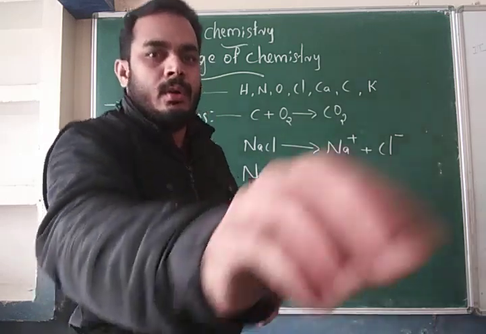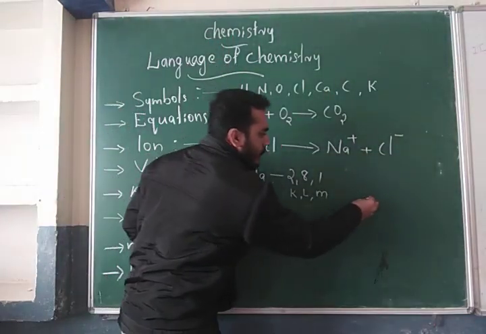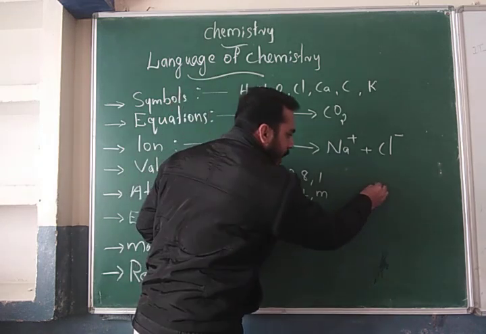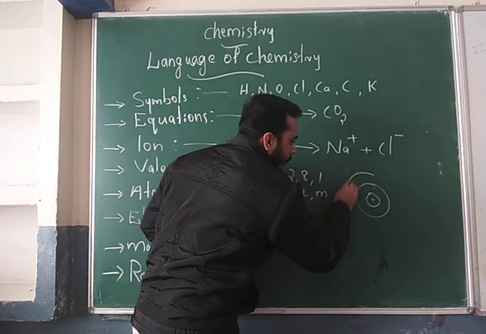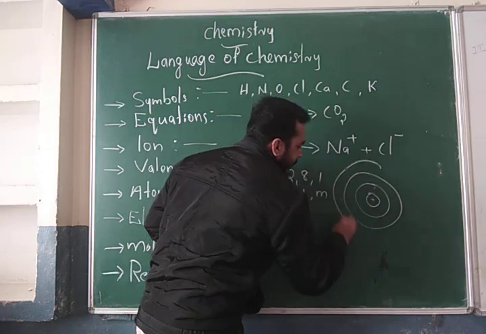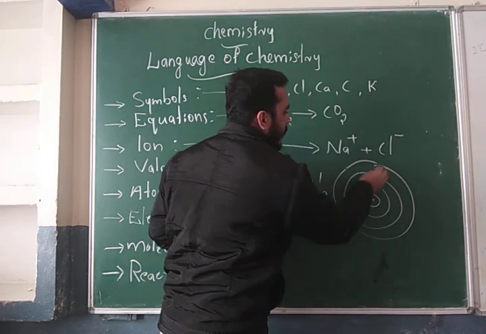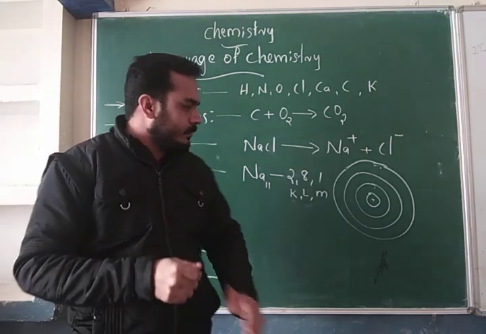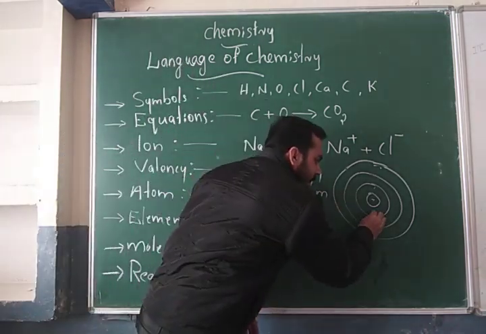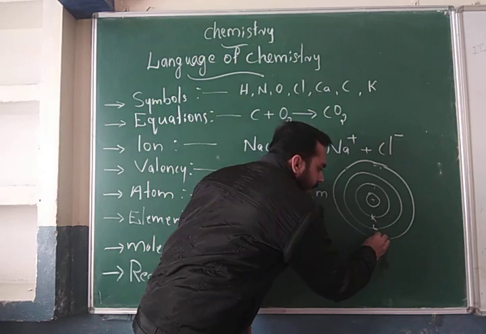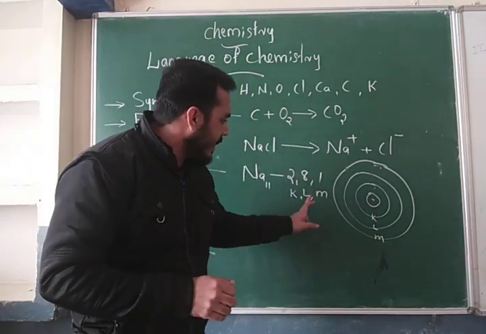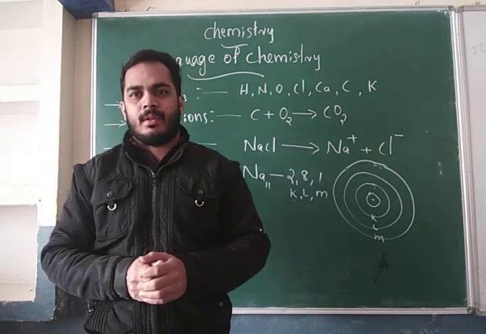That means the nucleus and the orbits. Okay. This orbit is called K, L, M. The names of the orbits are mentioned here: K, L and M.